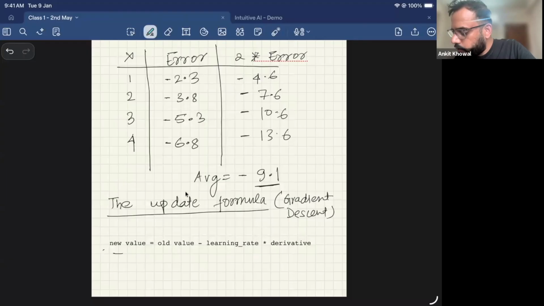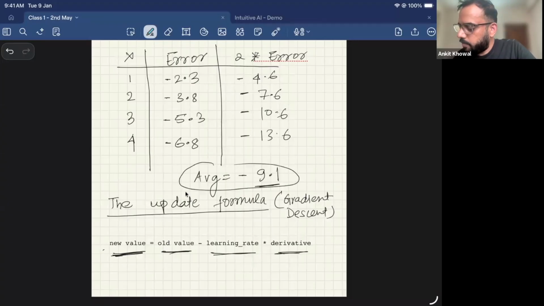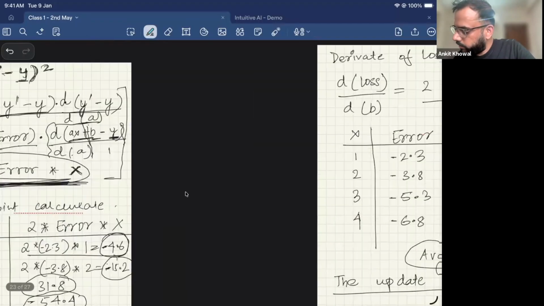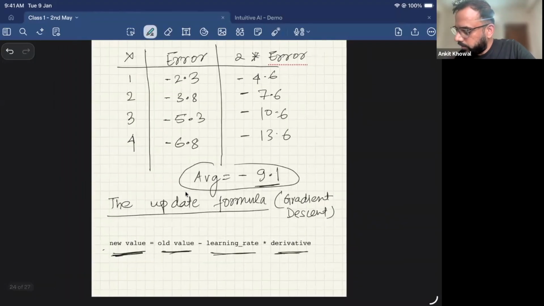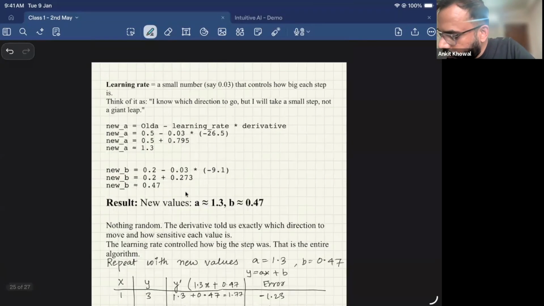Now to calculate the new value of A, we will use this formula: old value of A minus learning rate into derivative. Derivative is nothing but the average which we calculated over here. See this once again: new value of A is old value of A minus learning rate into derivative. Okay. So what was my old value? 0.5. Learning rate is something which we will look into.